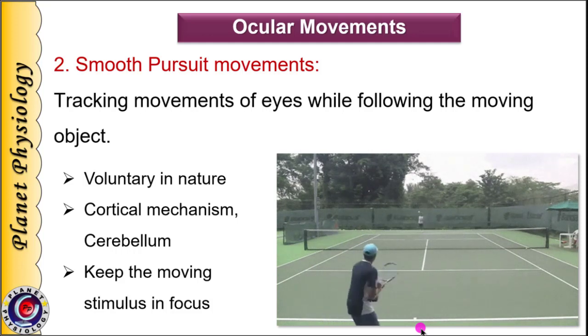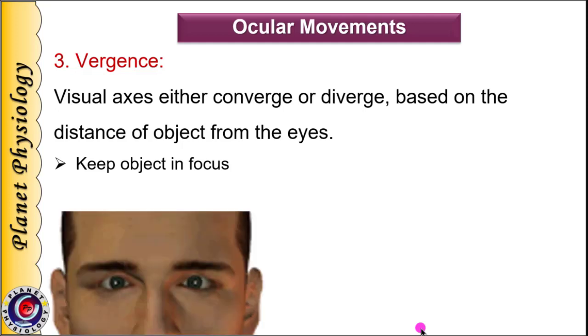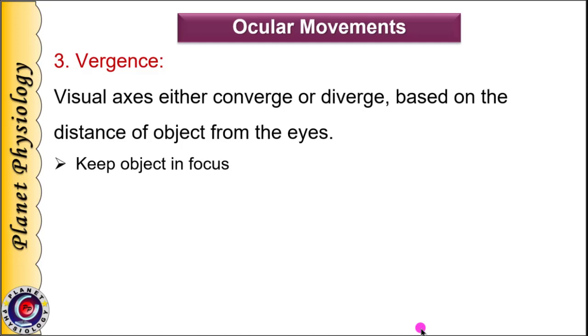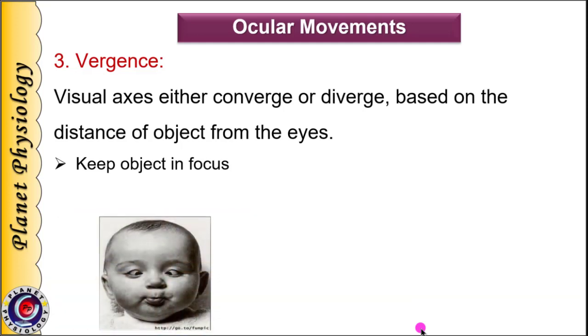Now coming to the third type, vergence. Vergence movements are disconjugate movements of eyeballs where visual axes either converge or diverge as per the distance of object from the eyes, so that the object remains in focus despite of the distance. As you can make out here, eyes converge to see near object and diverge as the distance increases. Vergence also makes sure that the image of the object falls on the corresponding points on the retinas.